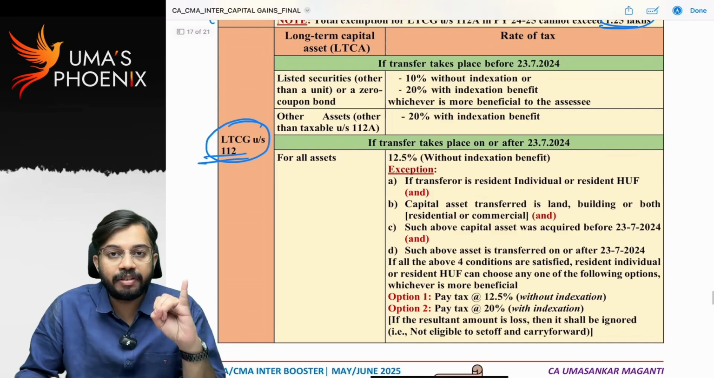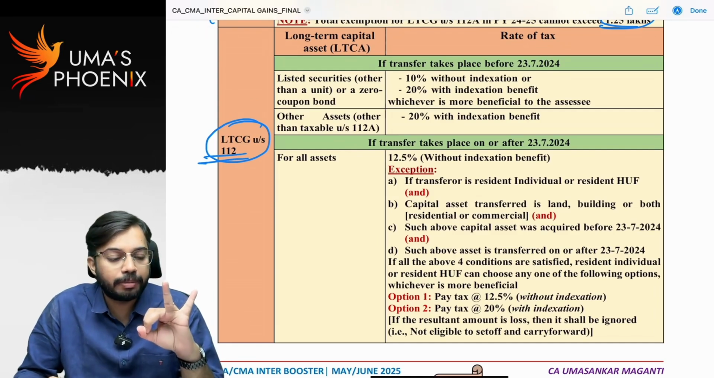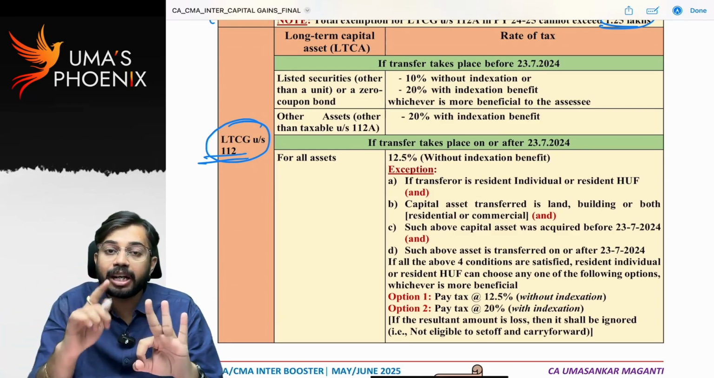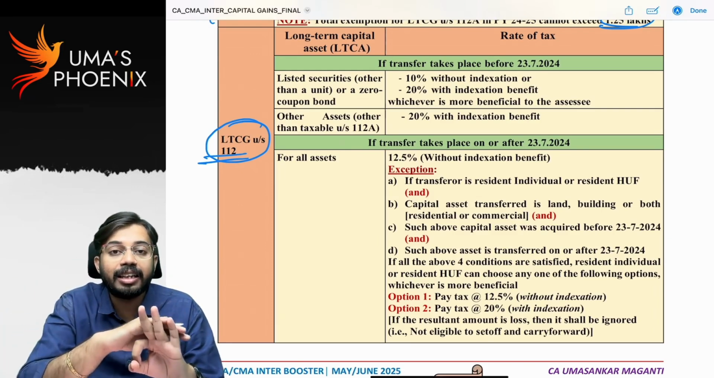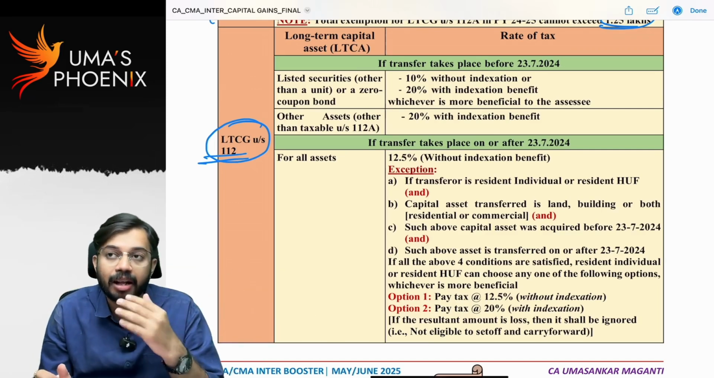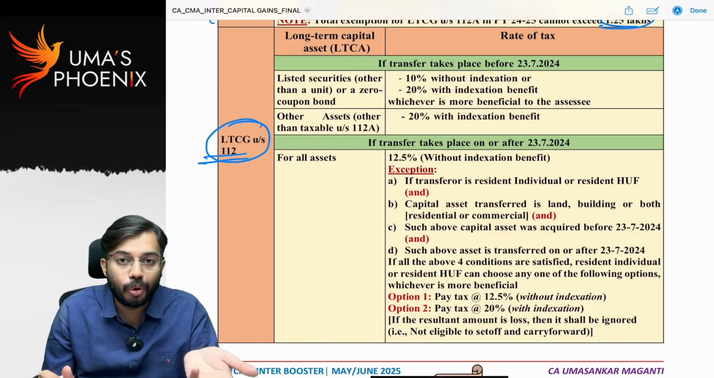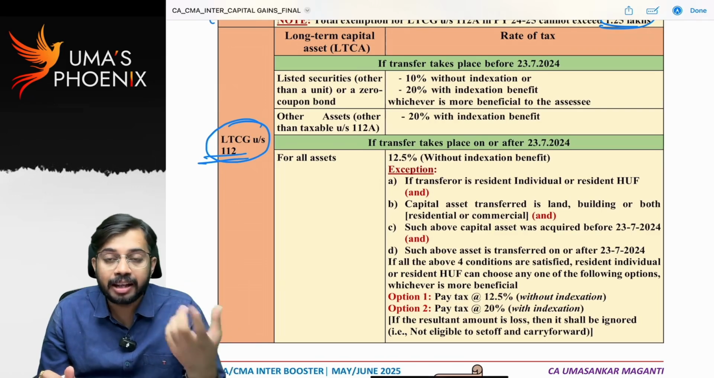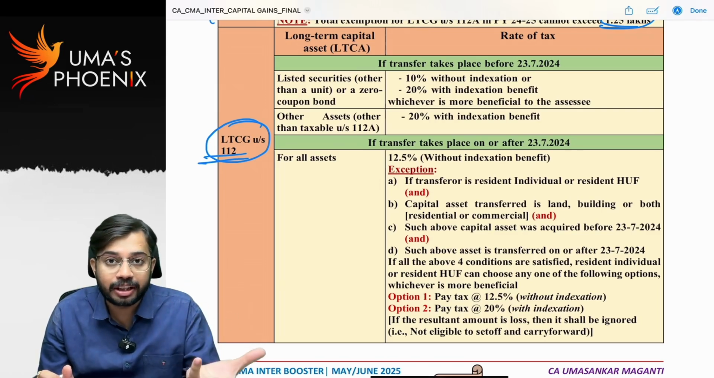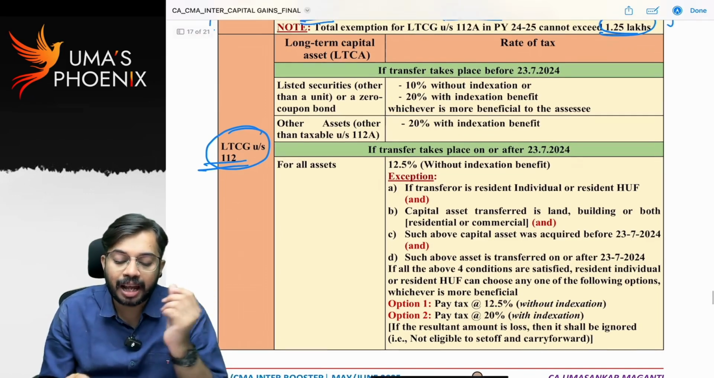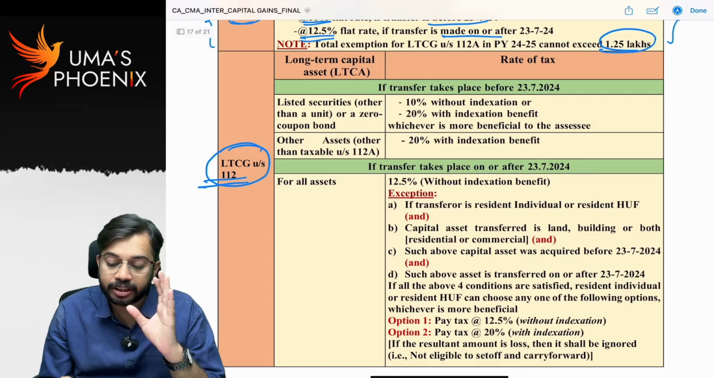Next, long-term capital gain under section 112. See, listed equity shares, units of equity oriented mutual fund, units of business trust: for these three capital assets, 112A gets attracted. Other than these three capital assets, for all remaining capital assets, section 112 gets attracted. I sold building, I sold gold, I sold land, I sold paintings, I sold archaeological collections, then section 112 gets attracted. Okay, so what are the tax rates for long-term capital gain under section 112?